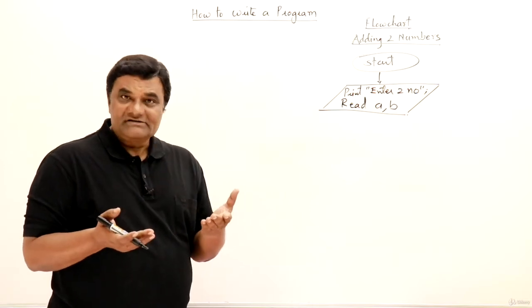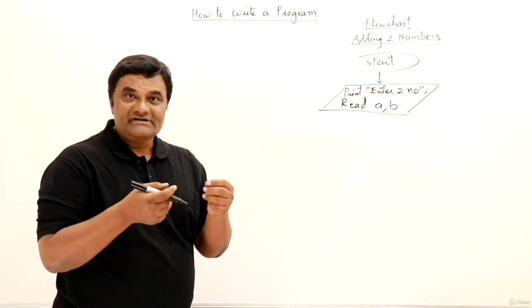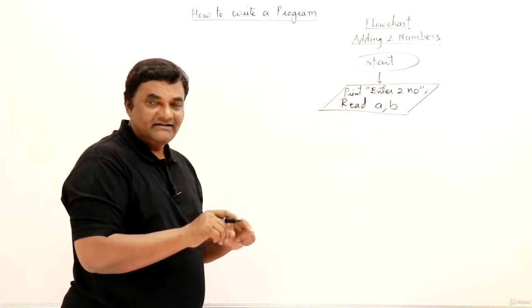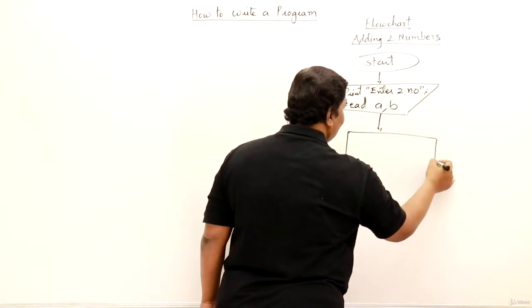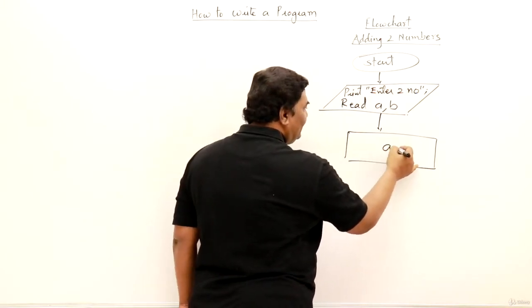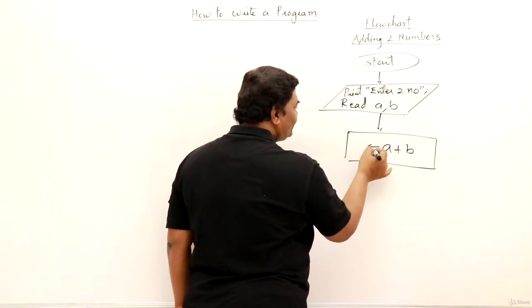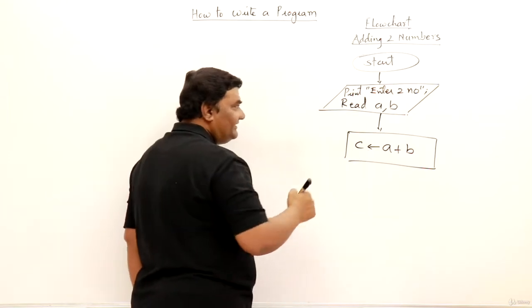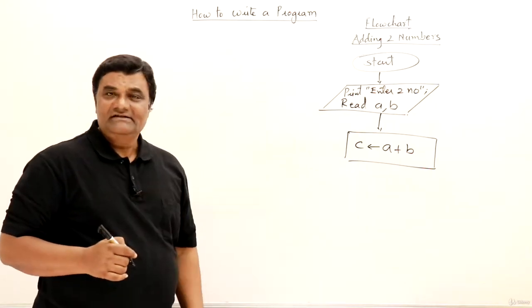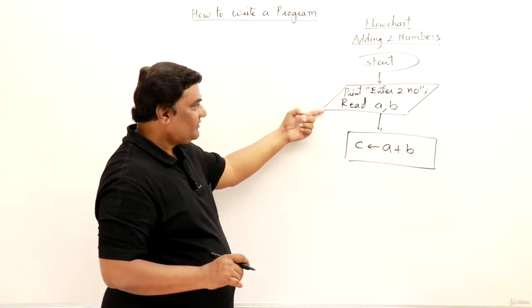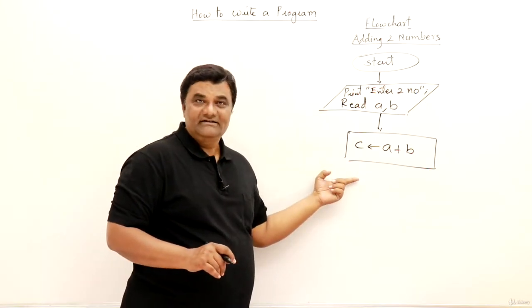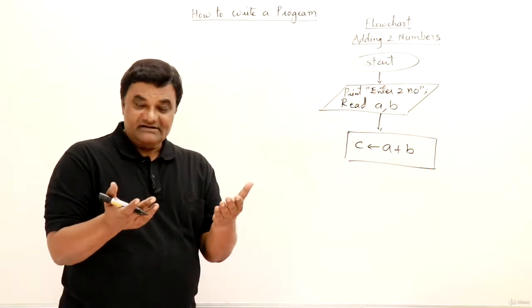Now I have two numbers, I can add them. So I can process. For process, a rectangle is used. So the next step is a process. So a rectangle is used. I should add A and B, and the result I should store in some other variable. Now it is in C. Result is in C. So it means for any program, for taking input, you have to write this, and for process, you have to write like this. Then, now I have the result ready.